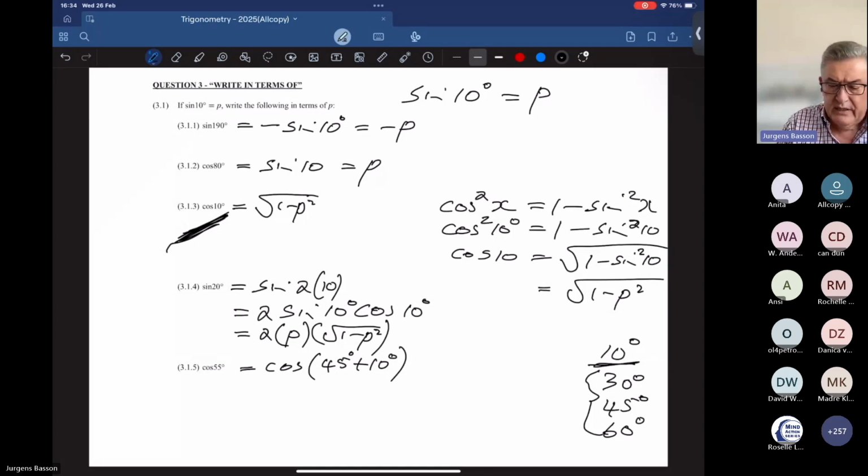On this one, you will notice I didn't put a sign there. And the square root gives me a plus and a minus. I didn't use the minus because it is the cos of 10, and 10 is in the first quadrant, so this answer must be positive, and that is why it's a positive one.